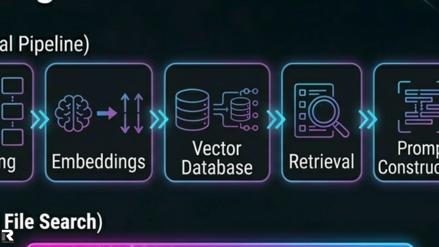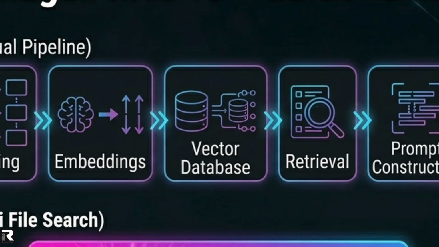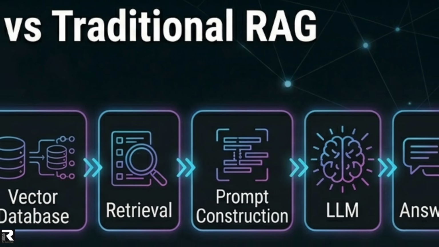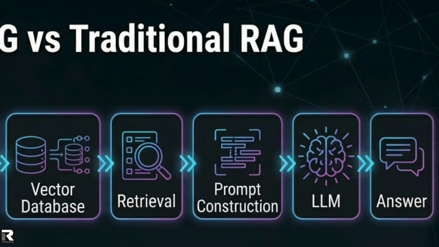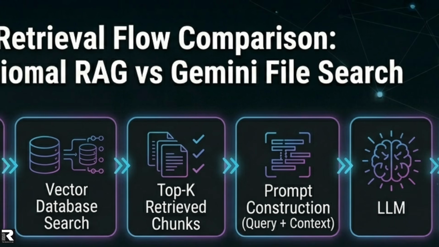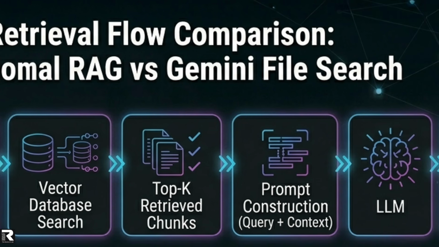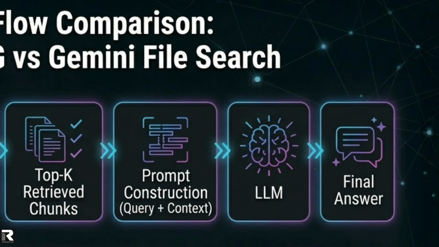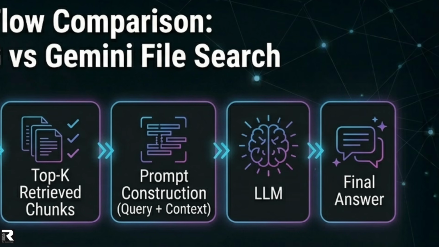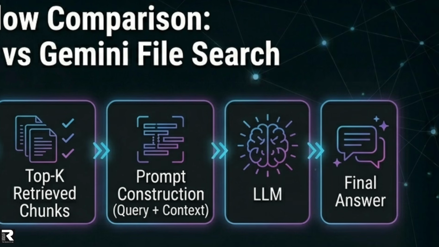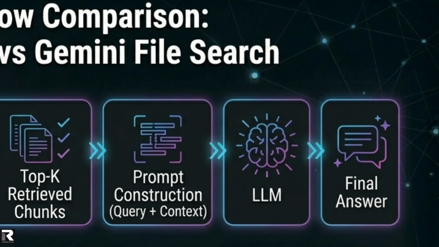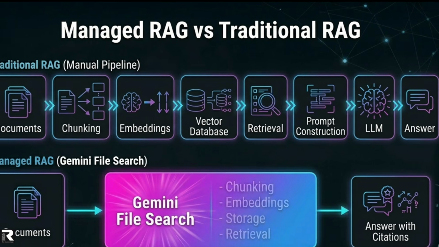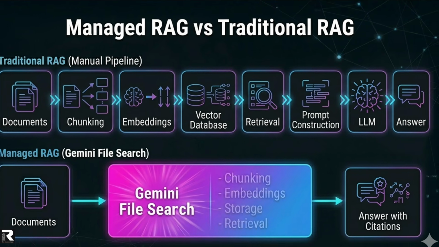Semantic search. When a user asks a question, that query is also turned into an embedding. The system then finds the most meaningfully similar chunks. Retrieval plus prompt injection. The most relevant chunks are selected and inserted into the prompt sent to the model. Generation. And finally, the model generates an answer grounded in those retrieved chunks. This entire pipeline, from chunking to generation, is what we call RAG.